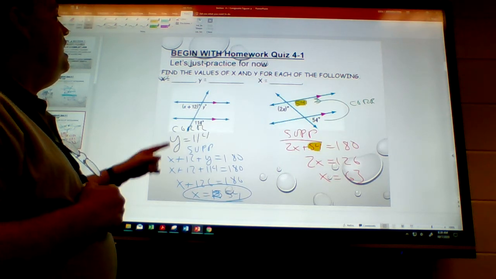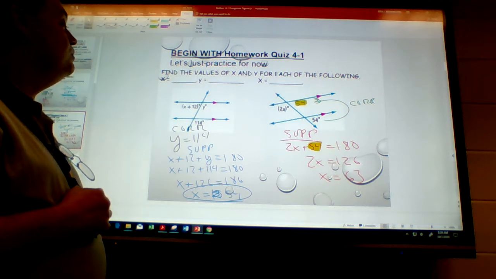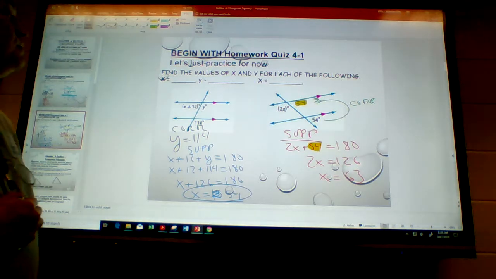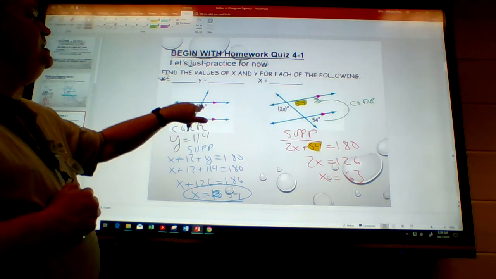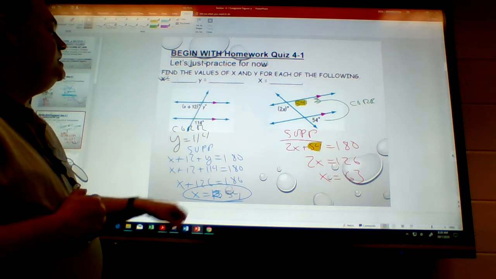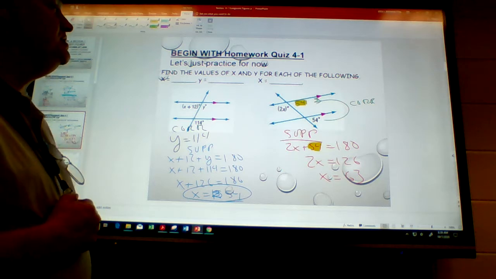And then for this third one right here, you got y and 114. They're corresponding angles, so that means that they're congruent to each other. So that means that y has a value of 114. And then these two angles right here are supplementary. So x plus 12 plus y equals 180, which gives you an x value of 54 when you solve it.